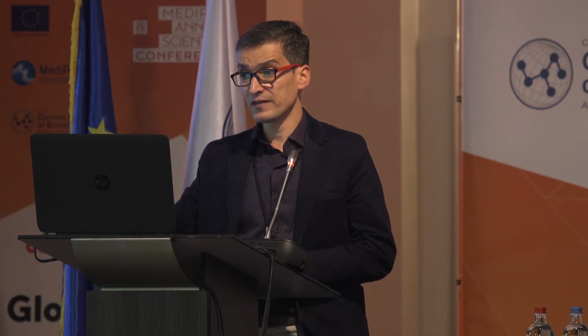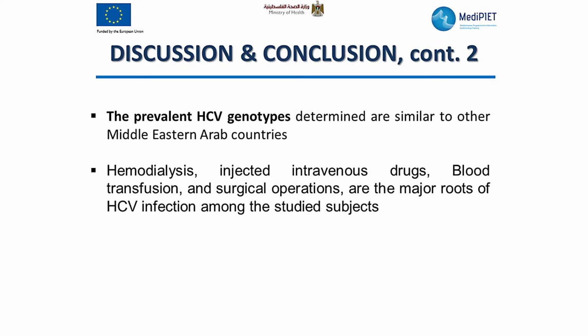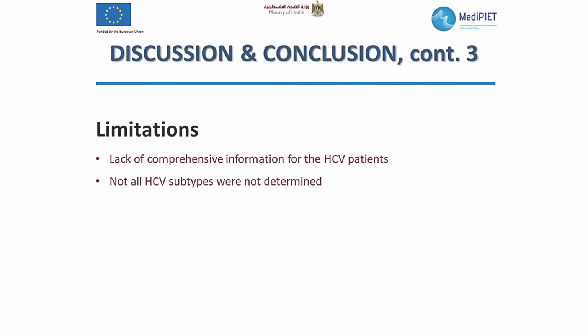The prevalent hepatitis C genotypes determined are similar to those in other Middle Eastern Arab countries, and hemodialysis, injected drug use, blood transfusion and surgical operations could be the major routes of hepatitis C infection among the studied patients. The limitation of the study was the lack of comprehensive information regarding the hepatitis C patients, and not all hepatitis C subtypes were determined using the techniques.